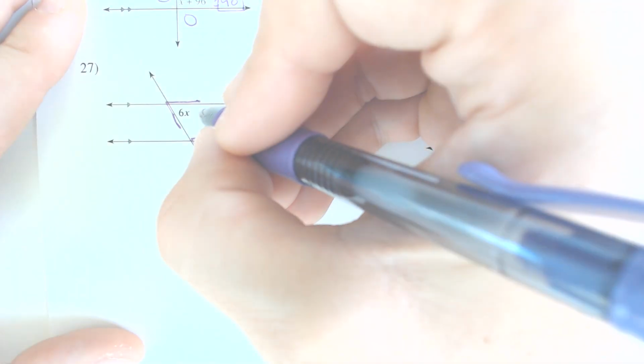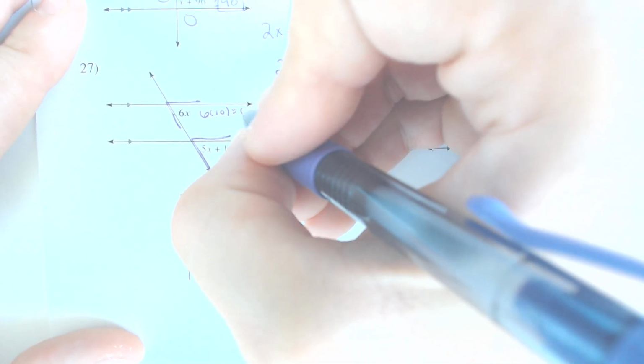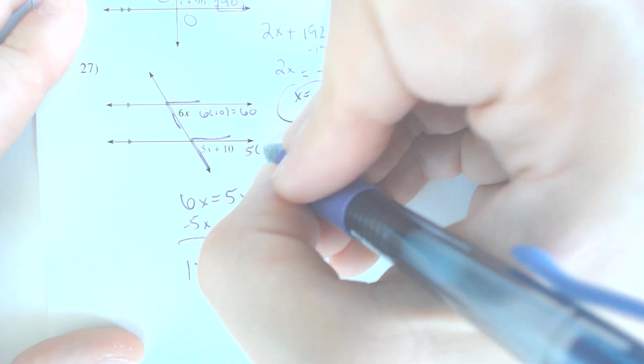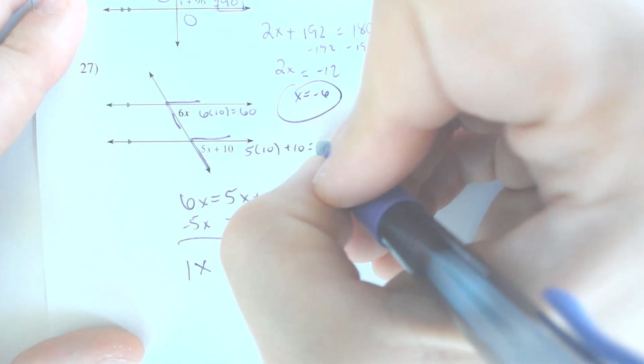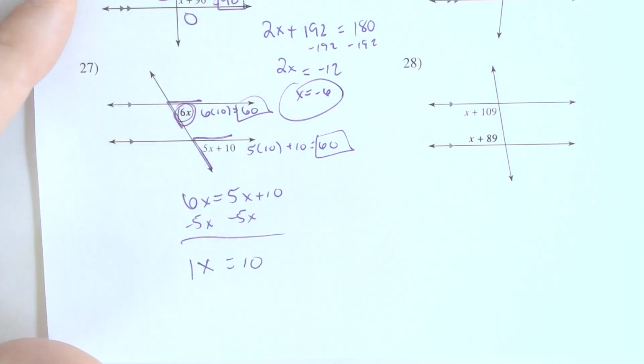If you plug in 10, 6 times 10 makes 60. And 5 times 10 plus 10 also equals 60. So the angle that is bolded, which actually was that one, it was kind of hard to see, is also 60 degrees.